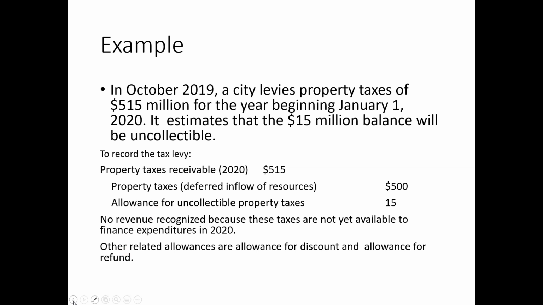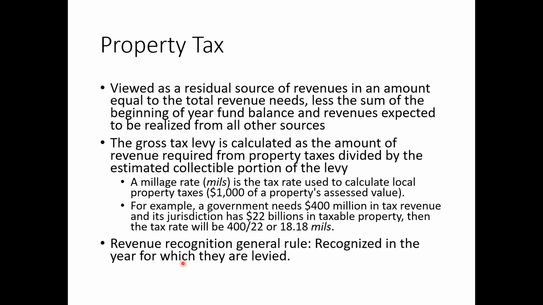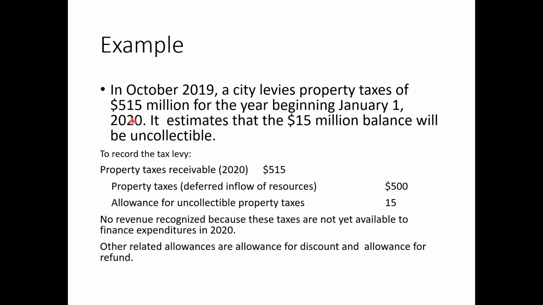What's the general rule? Recognized in the year for which they're levied. So they're levied for 2020, but now it's only 2019, so we cannot recognize revenues yet. The journal entry will be this: we debit property tax receivables for the full amount levied, and we credit a deferred inflow of resources. We talked about deferred inflow of resources in the previous lecture.